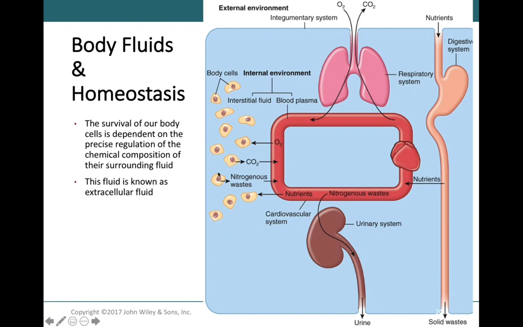There are also other types of wastes that are going to be coming from our body cells that are going to need to be excreted in other ways. For example, nitrogenous wastes will be excreted through the urinary system in this example. And that's going to be here through the kidney, the ureter, the urinary bladder, and the urethra.